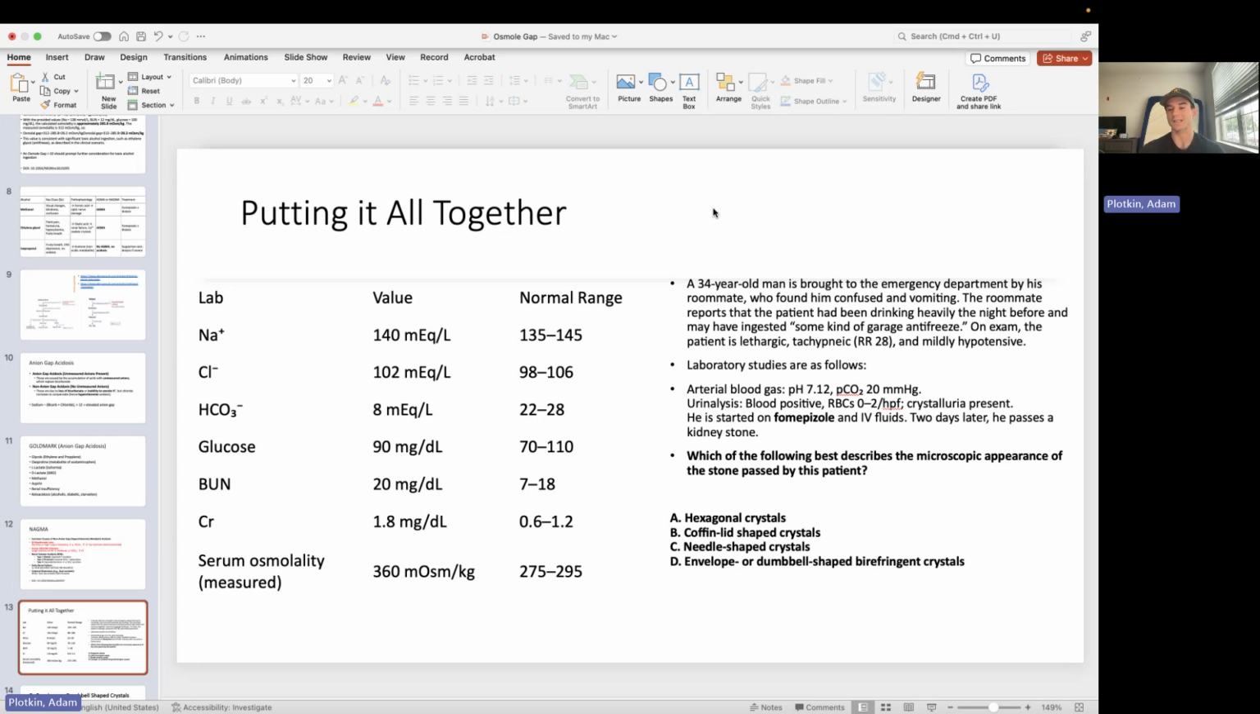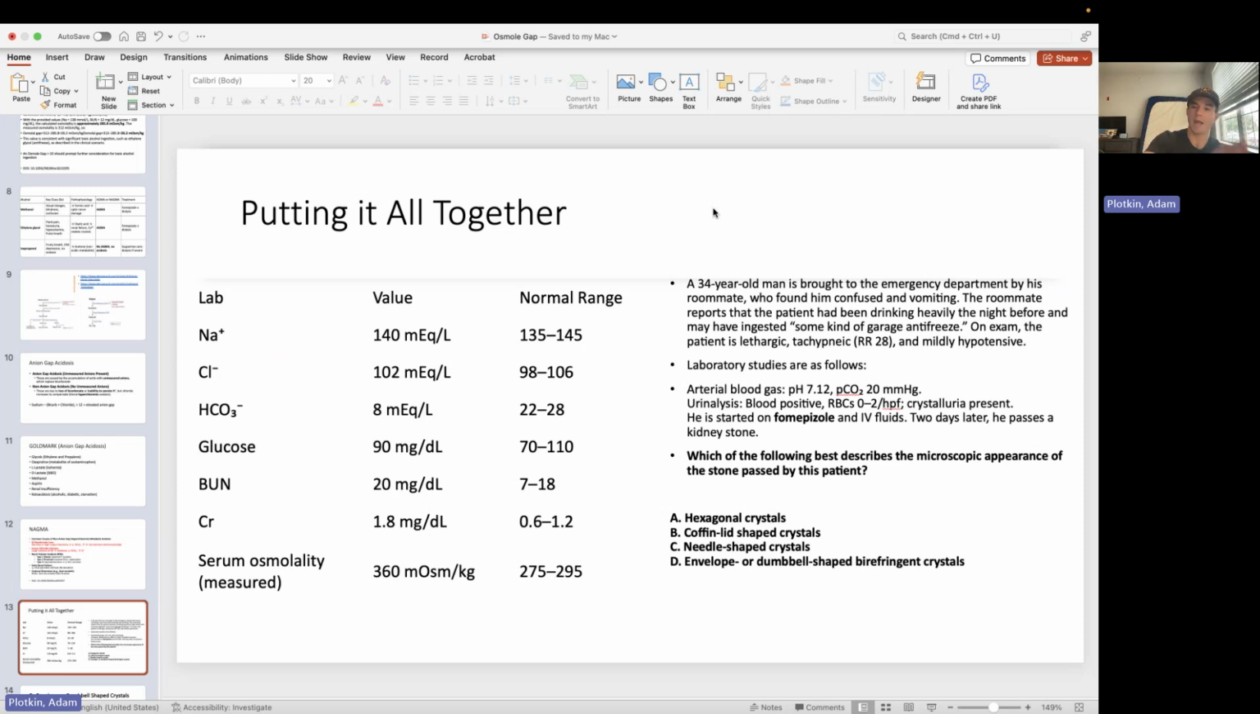Two days later, he passes a kidney stone. Which of the following best describes the microscopic appearance of the stone passed by the patient? Is the stone going to be hexagonal? Is it going to be coffin-lid shaped? Is it going to be needle-shaped? Or is it going to be envelope or dumbbell shaped?